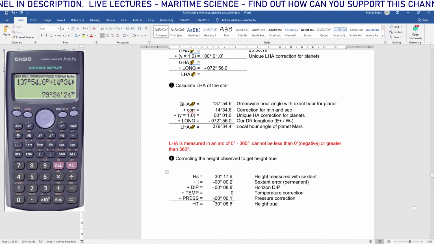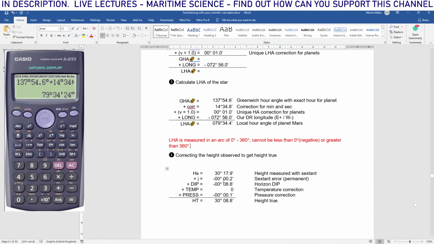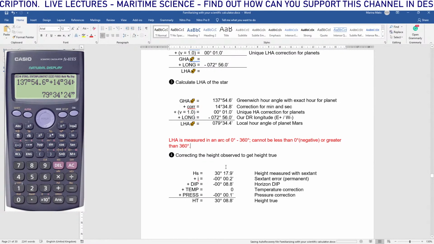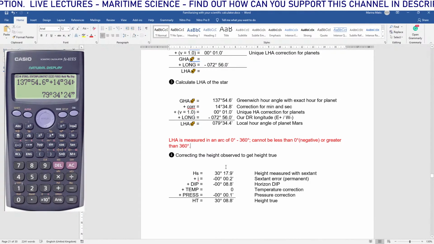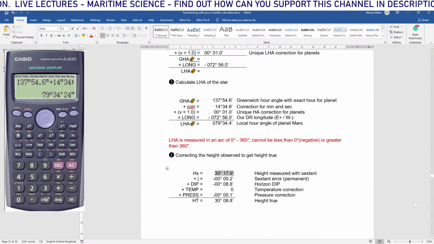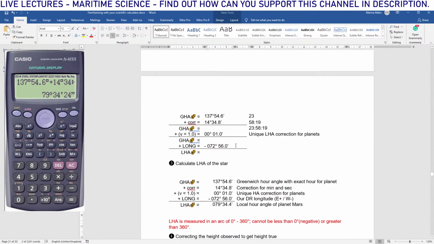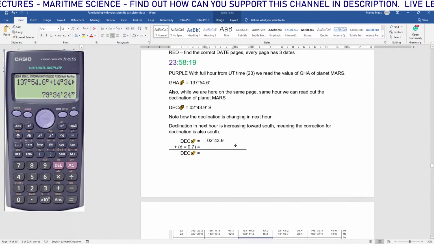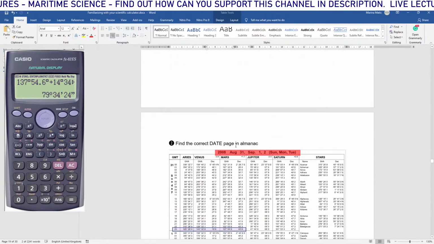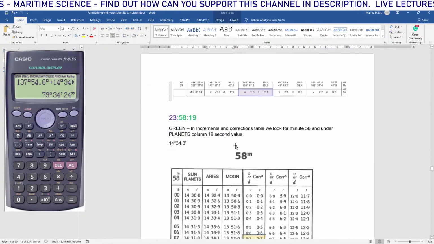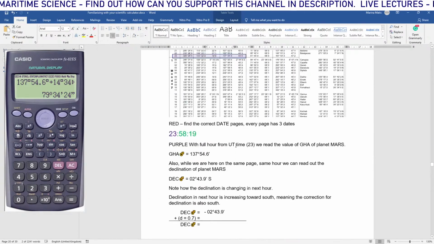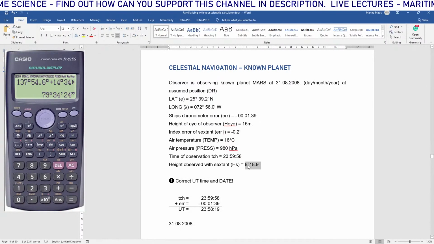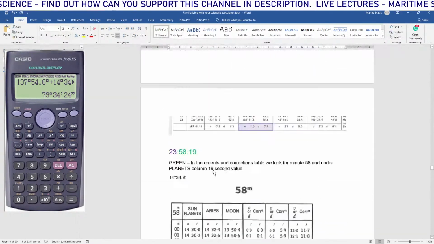And now we have the correction of height. Now because the planet is having the same table as stars, so correction for height of star and planet is the same table, I can use that here. I just need to read the value of, where is the value? That is the beginning. So this is Mars, this is Mars. Height of sextant is 8. So let's copy that.